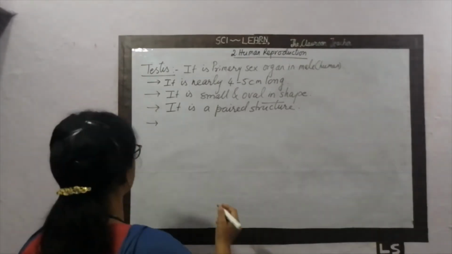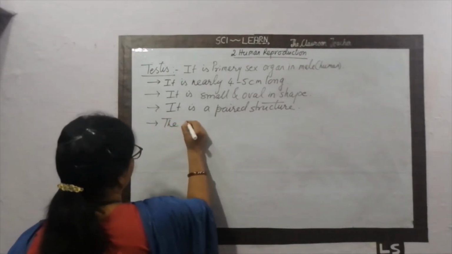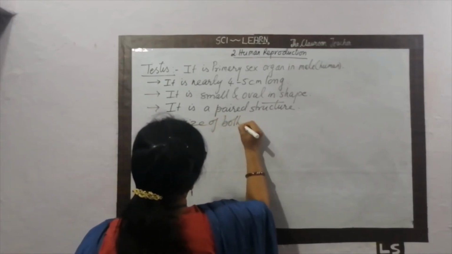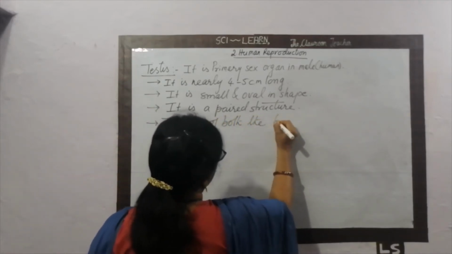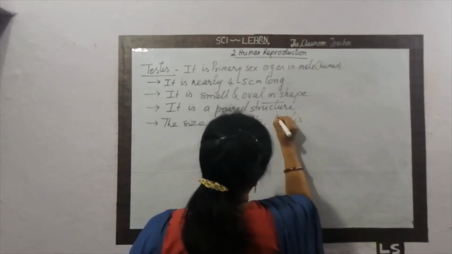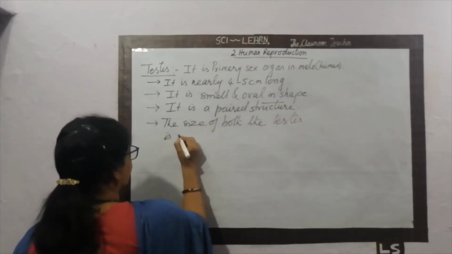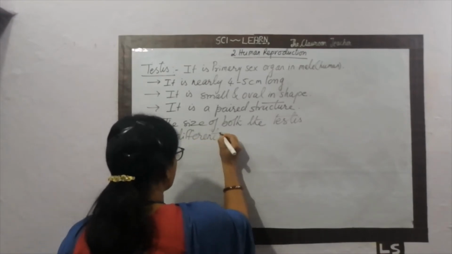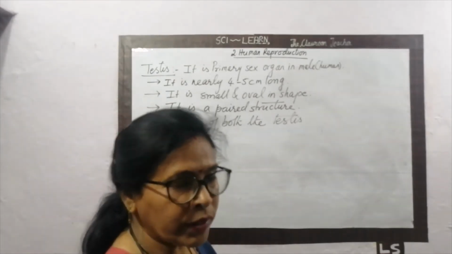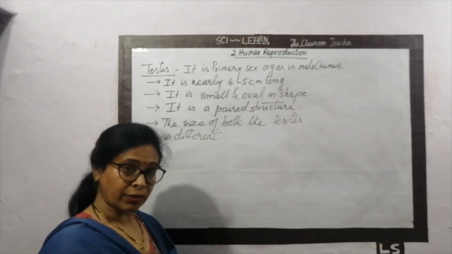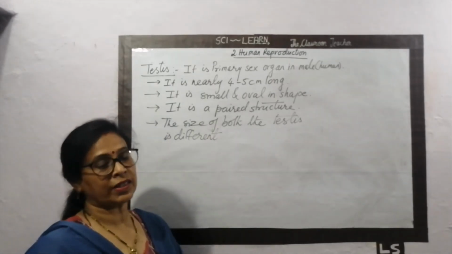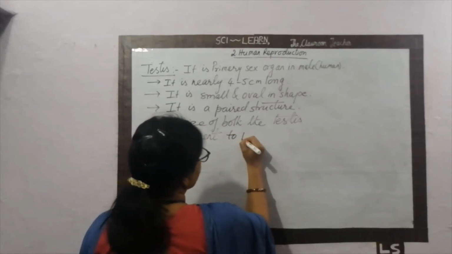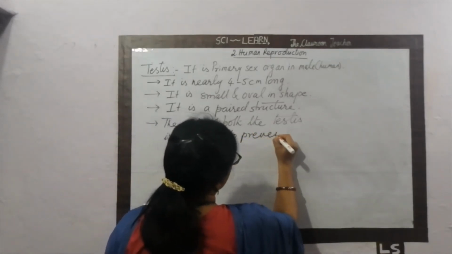The size of both the testes is different. Different means one is bigger in size and the other is smaller. Why is this difference there? Because it is different to prevent squeezing.